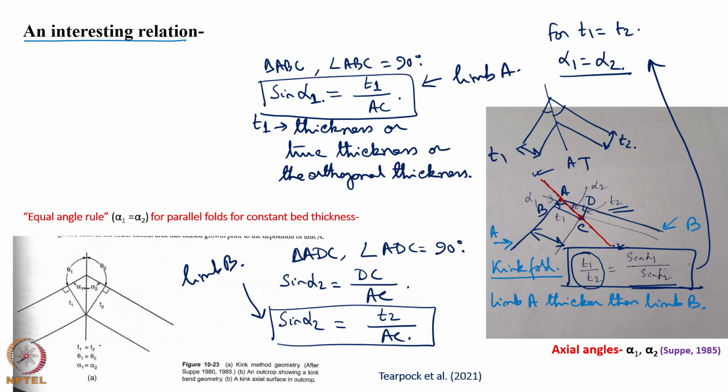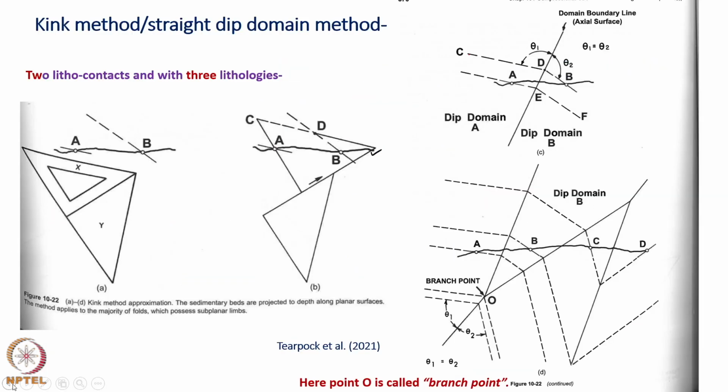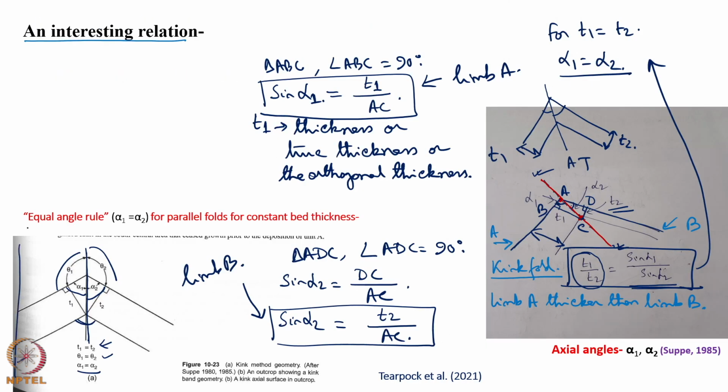This is demonstrated here. For T1 equal to T2, for a kink fold the axial trace bisects the total angle, therefore, theta 1 is equal to theta 2, these two angles, or in other words alpha 1 is equal to alpha 2. Remember this drawing where these two angles were taken equal in my sketch, leading to the situation theta 1 equal to theta 2. This situation has been described as the equal angle rule, alpha 1 equal to alpha 2 for parallel folds, for constant bed thickness. The thickness in this limb and the thickness in that limb are the same.